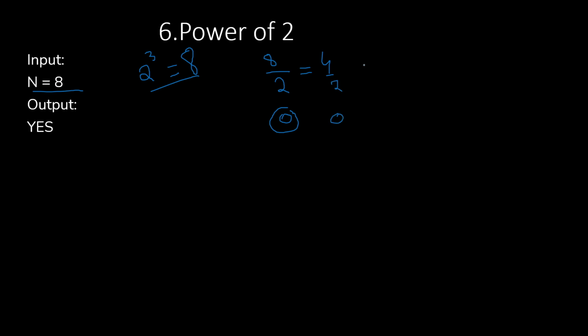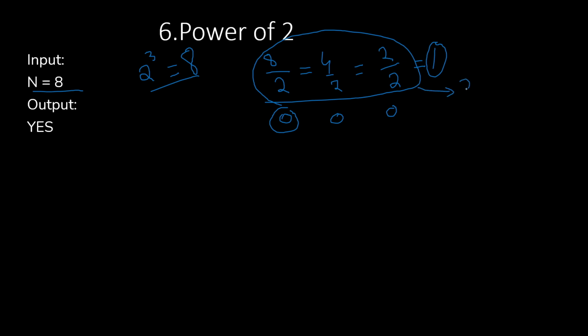Again, divide 4 by 2. 0 is the remainder, and 4 by 2 is equal to 2. Again, 2 by 2 we do here. Again we divide. Now we got remainder as 0. Now the final answer here is 1. Whenever 1 comes, we stop here. That means this is the final value we get after dividing by 2, and that means we have divided 3 times here. So if we had divided 3 times, then the power also becomes 3. Power is equal to the number of times we have divided, which is 3. The remainder is 0 in all these cases, so this number 8 is a power of 2.